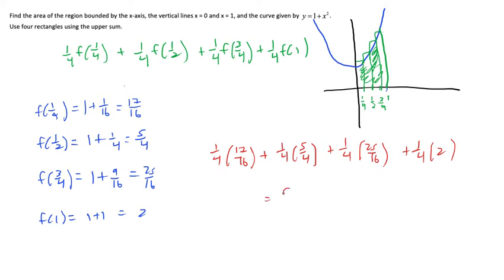So we end up with 94/64. I used a calculator for this. We'll reduce that to 47/32, which, rounded to 2 decimal places, is 1.47. So using the upper sum and 4 rectangles, this is the approximation that we get. The more rectangles that we use, our approximation should get closer and closer to the actual area. But in this case, using the upper sum and 4 rectangles, this is the approximation that we get.